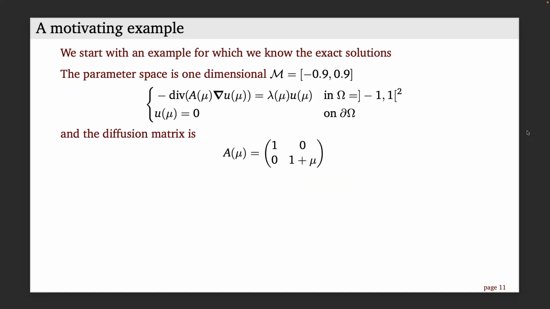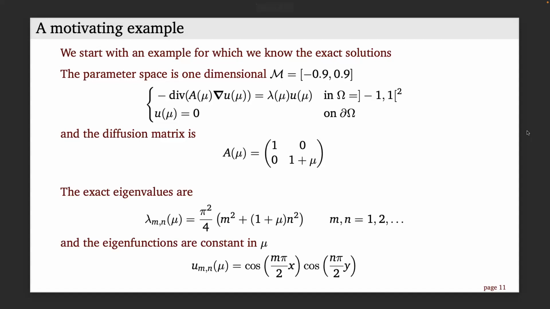So we started with this motivating example, which is very, very easy. The parameter mu is one-dimensional, a perturbation of the Laplacian. You have a diffusion matrix A, which is diagonal, with 1 in position 1,1 and 1 plus mu in position 2,2. If mu is equal to 0, it is exactly the Laplacian. If mu is different from 0, you have a perturbation of the Laplacian. And this is exactly the problem that gives rise to the plot of the curves for the eigenvalues that I showed before.